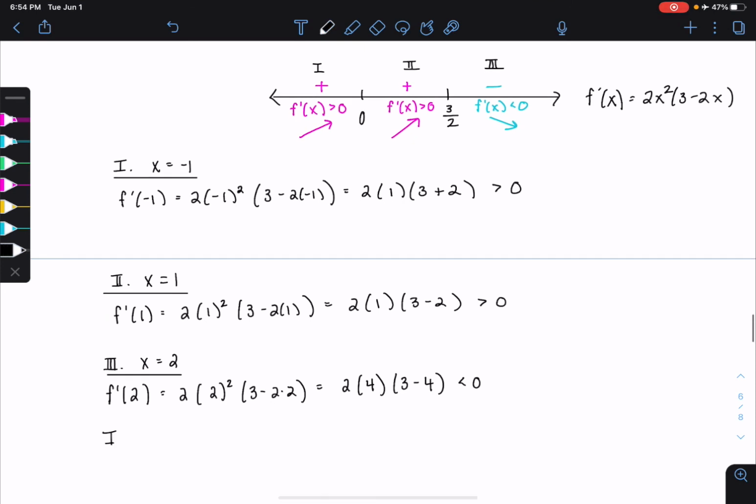So for my function, we are increasing from negative infinity up to 3/2. You can write it as 2 separate intervals, from negative infinity to 0 and 0 to 3/2, but it just goes through that point. And then the graph is decreasing from 3/2 onward. Okay.